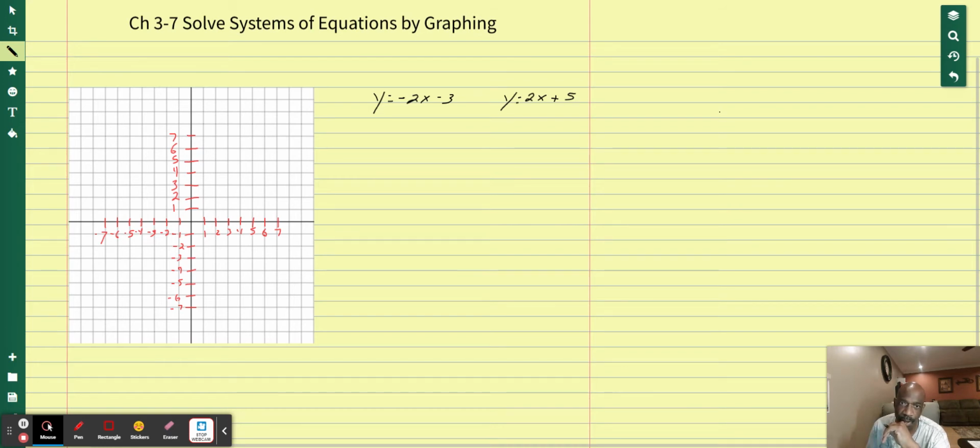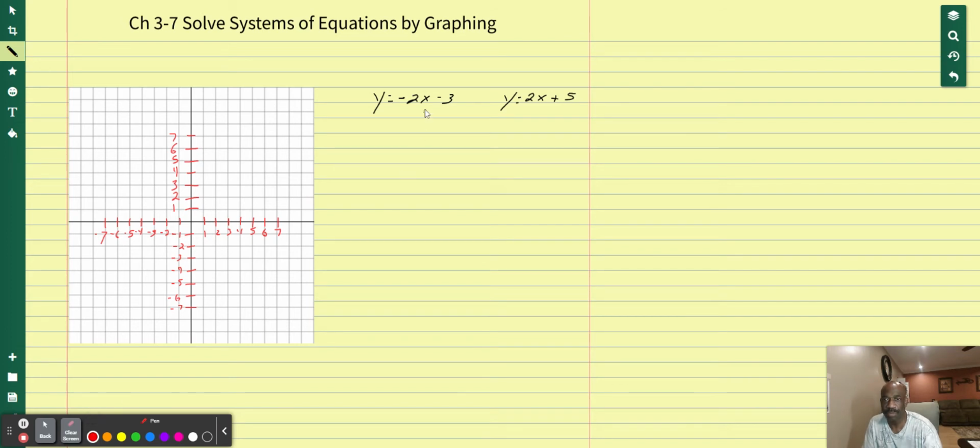So let's graph both of these lines. The first one says y equals negative 2x minus 3. When we're graphing, this is what I want us to see right away. We're going to start with the y-intercept, which is this right here, negative 3. I'm going to put a dot right there, on the y-axis, going down to negative 3. That's exactly what that means.